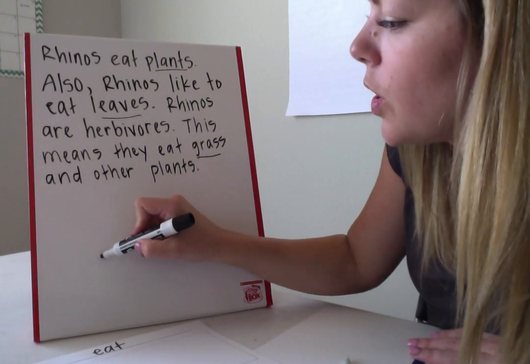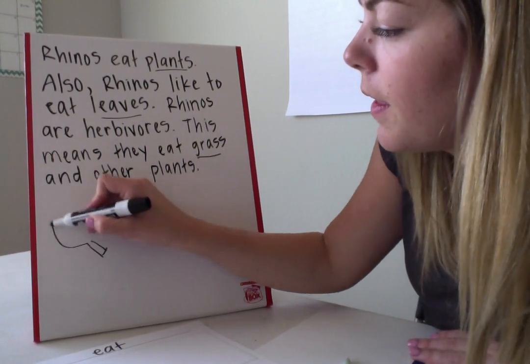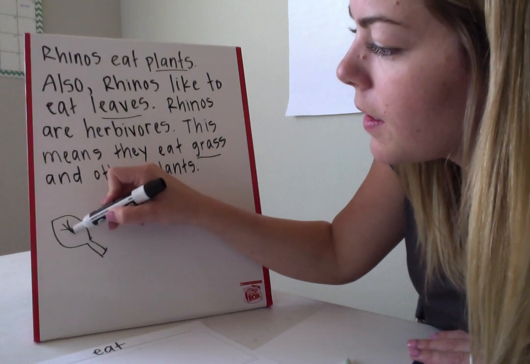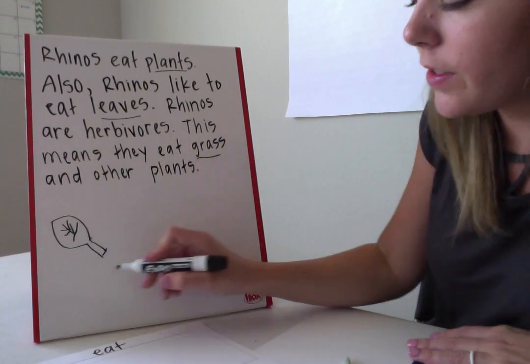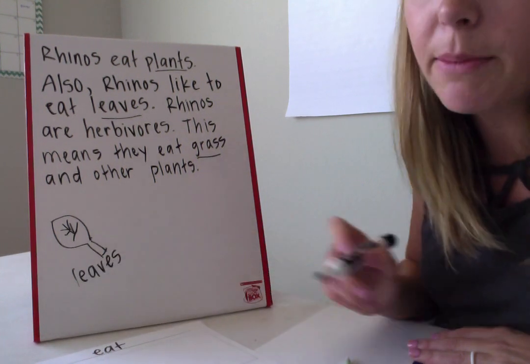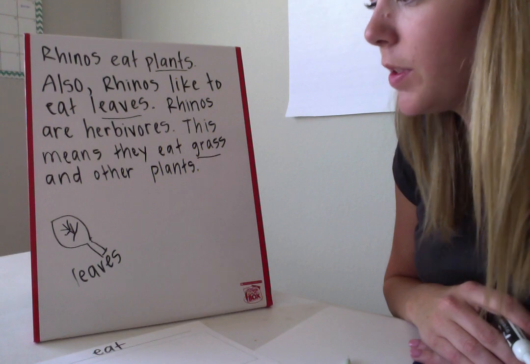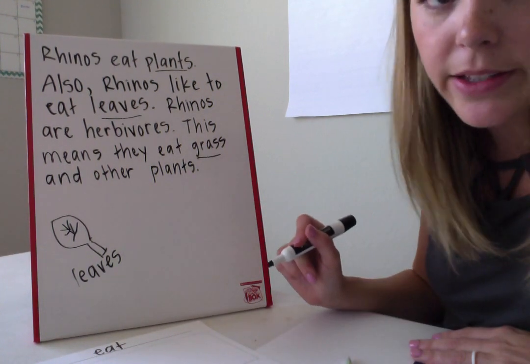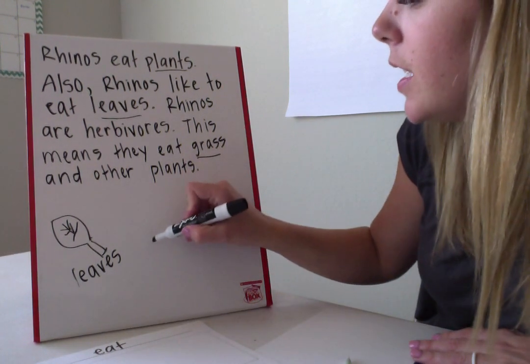So maybe I want to draw that they eat leaves. And then just so everybody knows what it is, we can write a label, okay? Because that doesn't really look like a very good leaf, but I did my best, right? And then I'm going to draw that they like to eat grass.